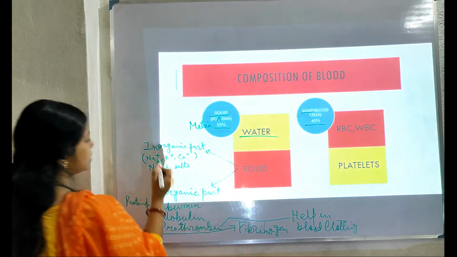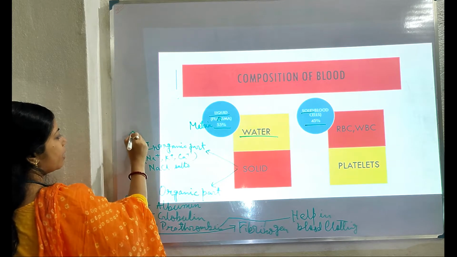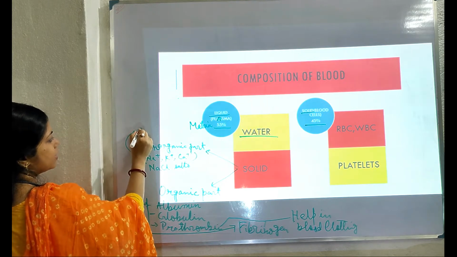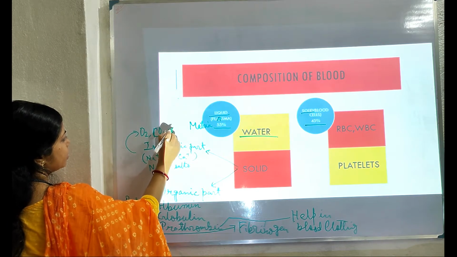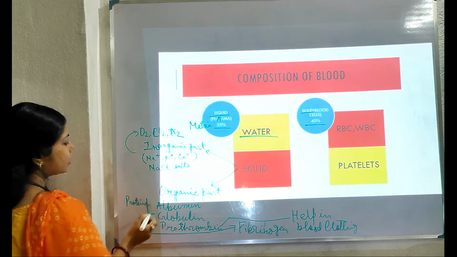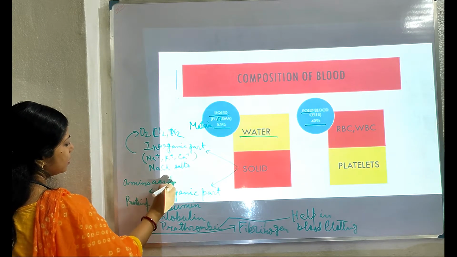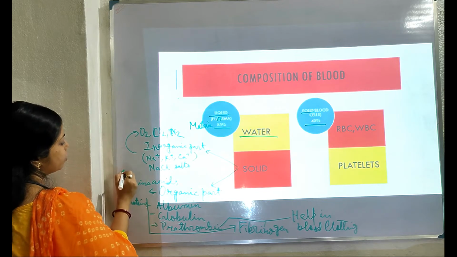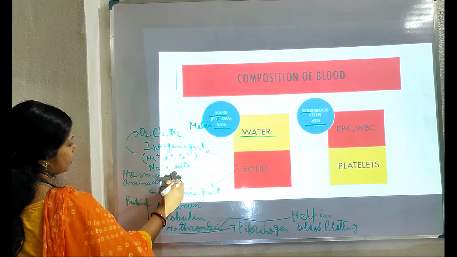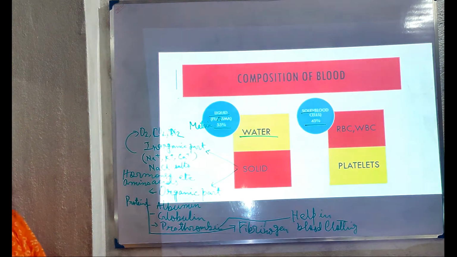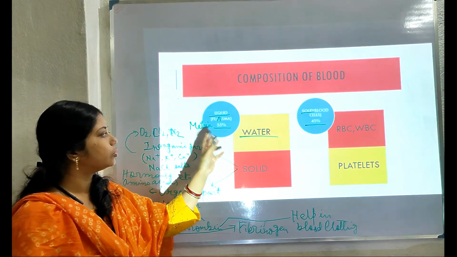In addition to these inorganic and organic parts, different substances are present. The inorganic parts also contain different gases which are present in the blood like oxygen, carbon dioxide, nitrogen. All these gases are present, and the organic part also includes the amino acids. The plasma also includes the hormones, etc.